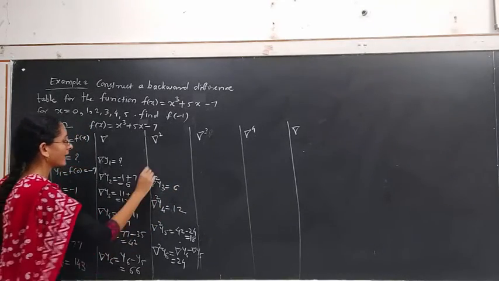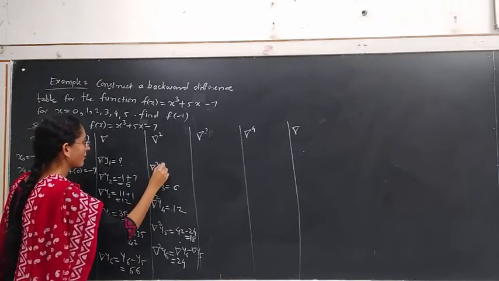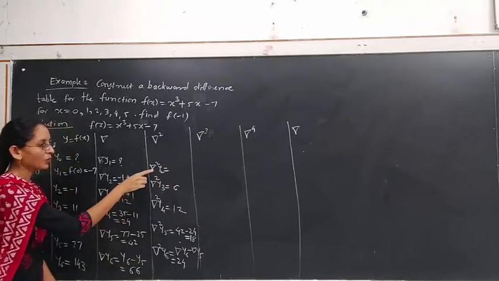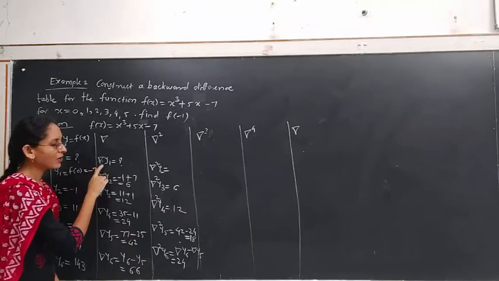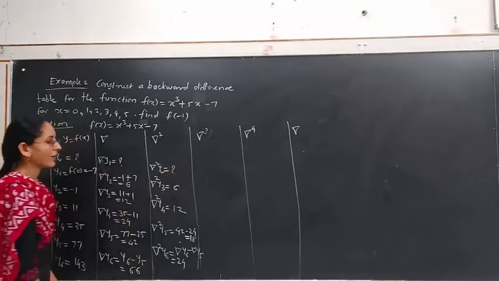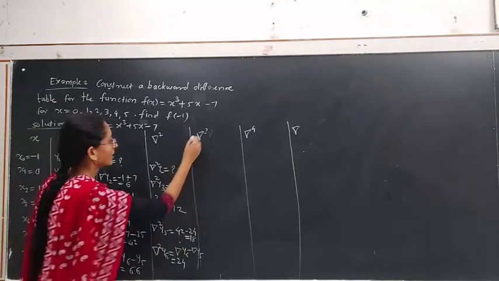Next we get del square y2. But what is this formula? Del square y2 is del y2 minus del y1. We don't know the value of del y1, so we have to calculate that value.